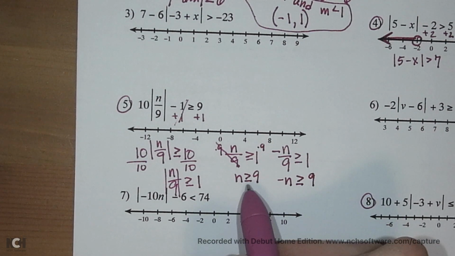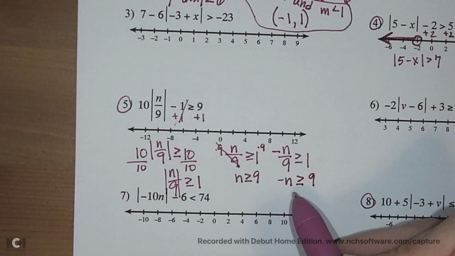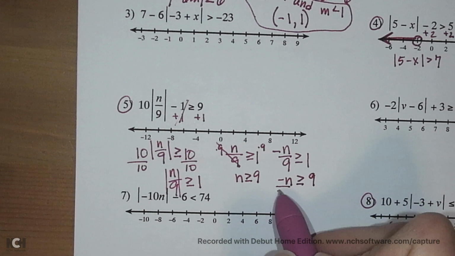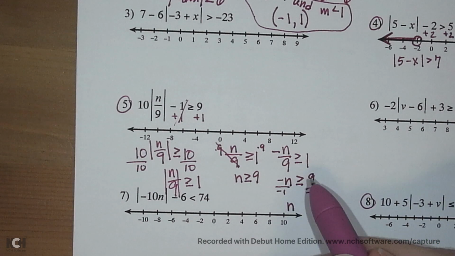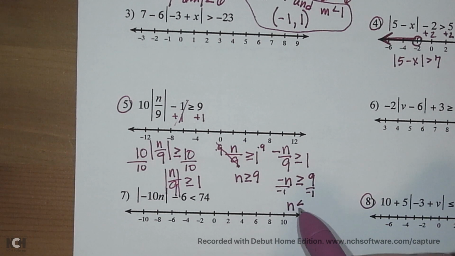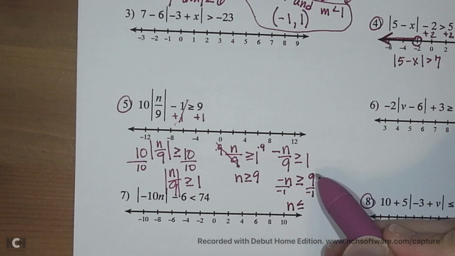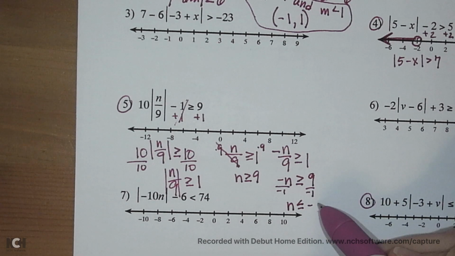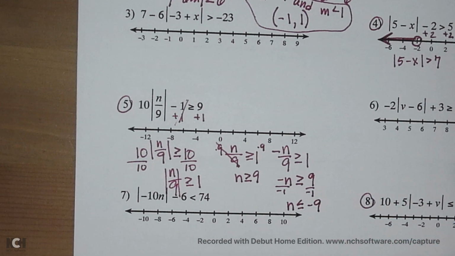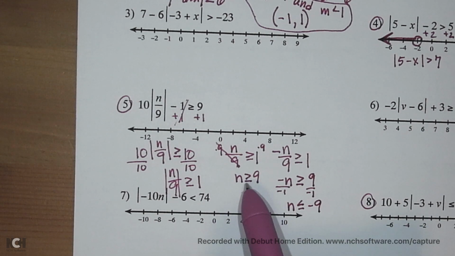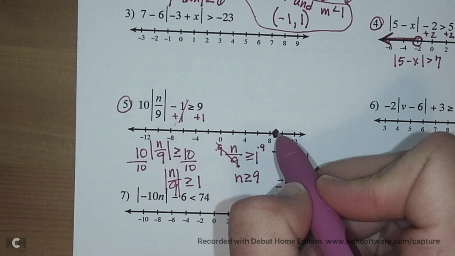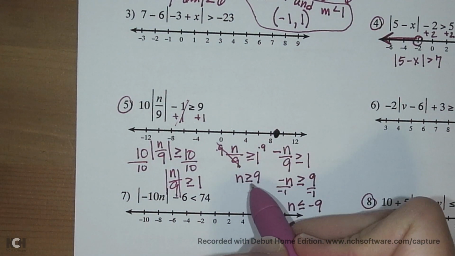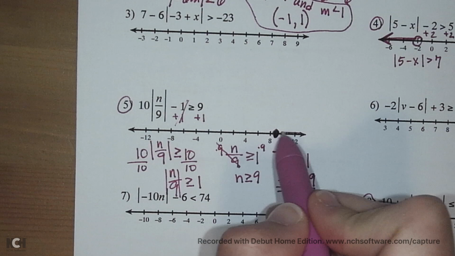So this side looks good. This side we're left with a negative n, we've got to get rid of that, so let's divide by negative 1. And we're left then with n, flip the sign because of dividing by a negative, is less than or equal to, and then 9 divided by negative 1, negative 9. Okay, let's get that on the graph. n is greater than or equal to 9. So here's our 9. It's a solid dot this time because we have that or equal to in the expression.